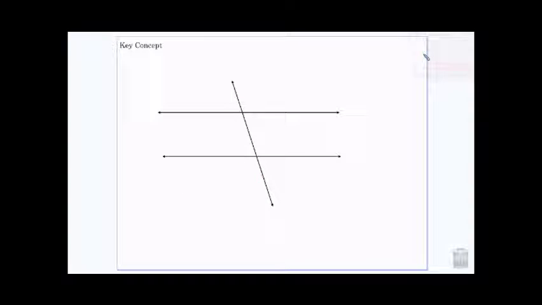So we had that alternate interior angles are congruent. So this angle is the same as this angle, and this angle is the same as that angle. While vertical angles tell me that this angle is the same as this angle, and this angle is the same as this angle.